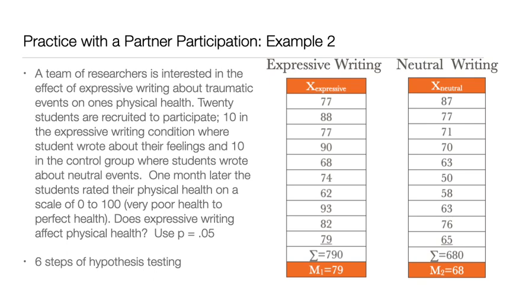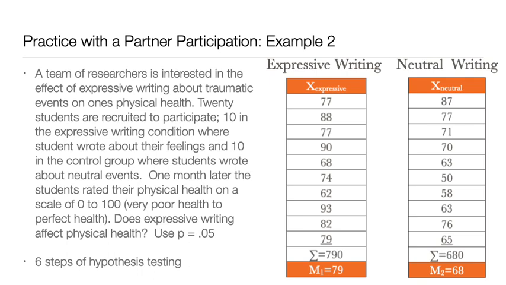A team of researchers is interested in the effect of expressive writing about traumatic events on one's physical health. 20 students are recruited to participate: 10 in the expressive writing condition, where the students wrote about their feelings, and 10 in the control group, where students wrote about neutral events. You can already see this is an independent groups design, right? We have two independent groups looking at two different things.